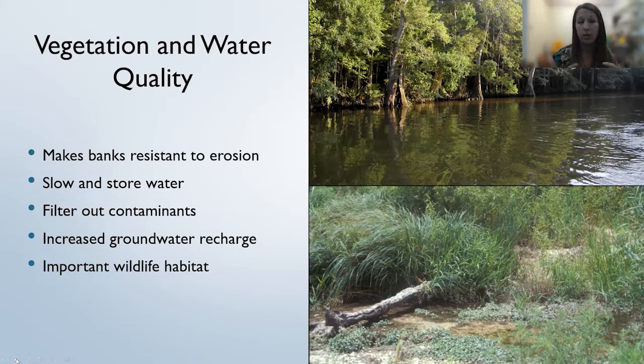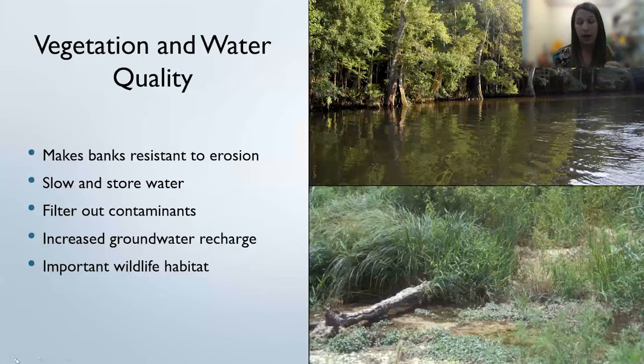They're also good at slowing down and storing water. The buffer of vegetation around a water body is what's known as the floodplain. And the purpose of the floodplain really is to hold water in place and slow it down. And that can actually mitigate the negative impacts of flooding when it happens.